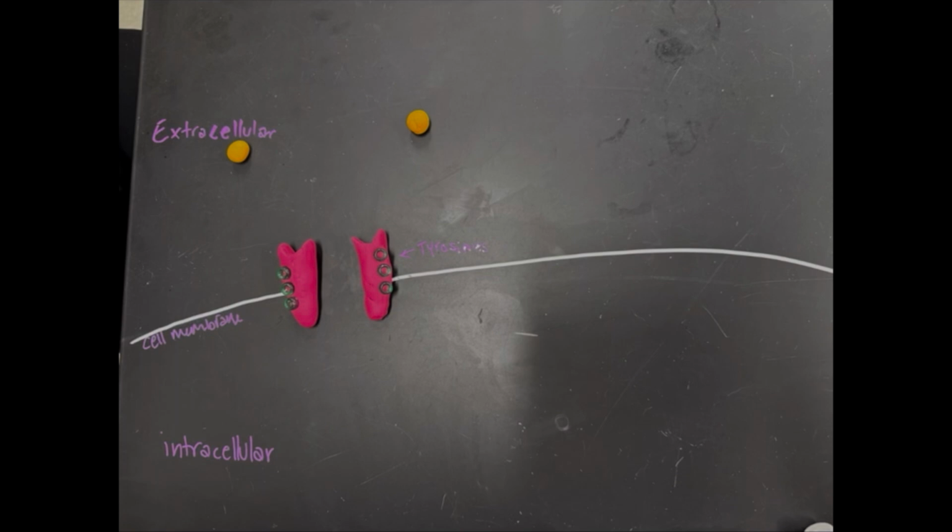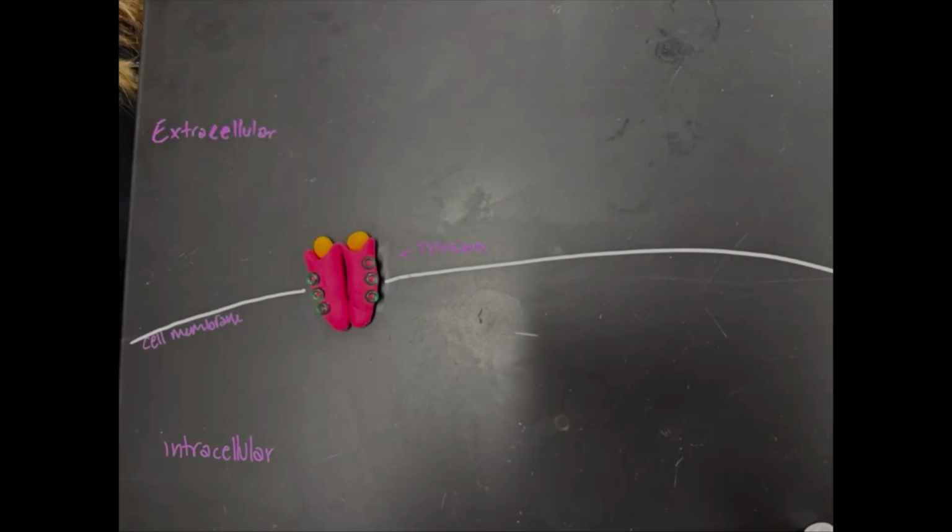In receptor tyrosine kinase, also known as RTK, a ligand such as epidermal growth factor, which is responsible for growth, binds to the receptor site, and two of the proteins come together to make a dimer. Then the receptors use ATP to attach phosphates to each tyrosine.